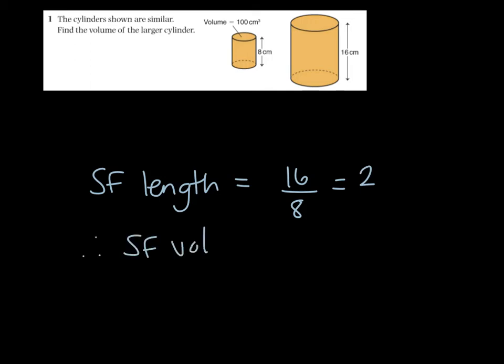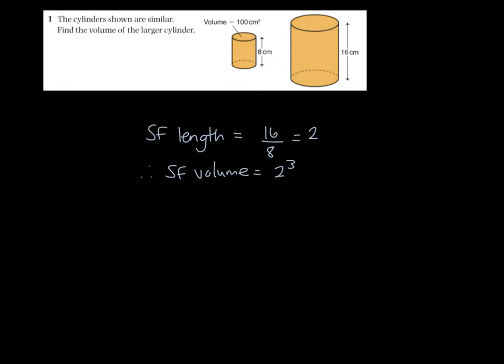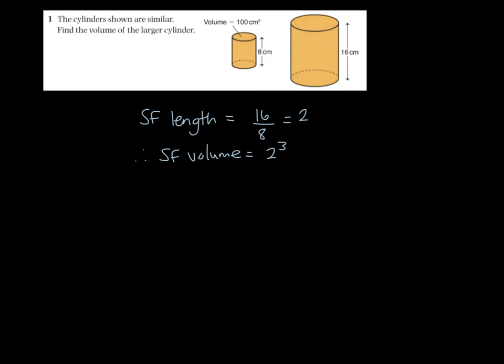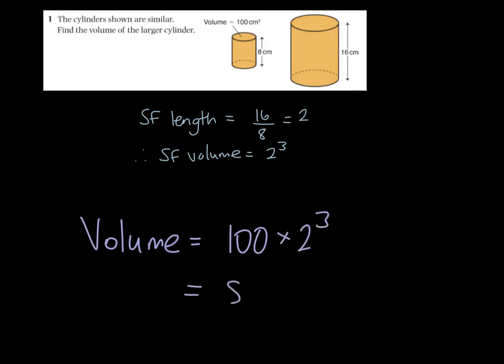So therefore, the scale factor of the volume is going to be 2 cubed. We're dealing with volume this time, so three dimensions rather than two. It couldn't be any simpler. My volume of that larger cylinder equals 100, the volume of the smaller one, multiplied by my scale factor, 2 to the power 3. So the volume of my biggest cylinder is 800 centimeters cubed. Nice and straightforward, nice and easy. Right, we can do one more example and then you can get on with the work that I've set you.